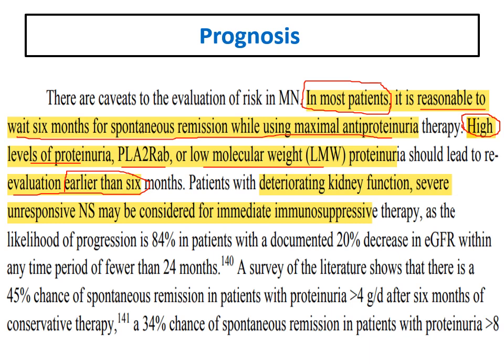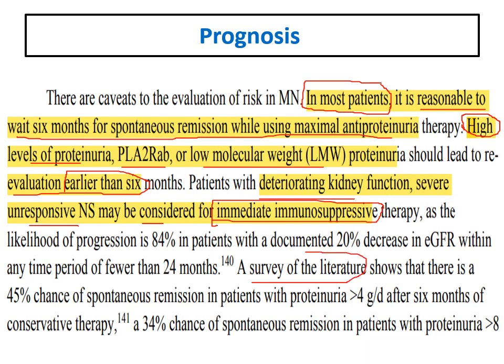Even after 3 to 4 months, if we find no response, we can reconsider our management and start immunosuppressive treatment. Patients with deteriorating kidney function or severe unresponsive nephrotic syndrome might be considered for immediate immunosuppression from the start if they have a severe form or already persistent kidney deterioration.